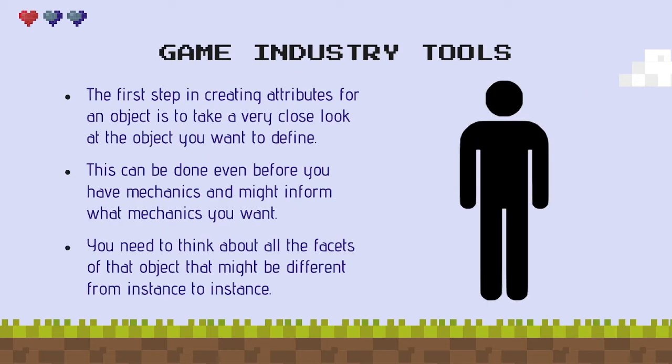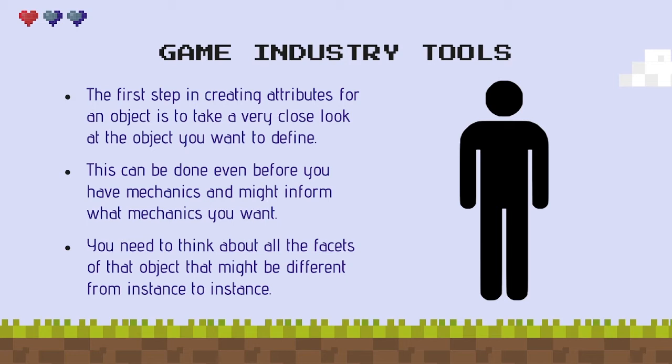So, the first step in creating attributes for an object is to take a very close look at the object that you want to define. So, for example, before starting to list down the attributes, you should already have an idea of the concept of the character or the object whose attributes you'll list down. Because it's hard to conceptualize attributes when you don't have an idea, or at least a vision, of what your character or game object will look like and how it will function in your game.